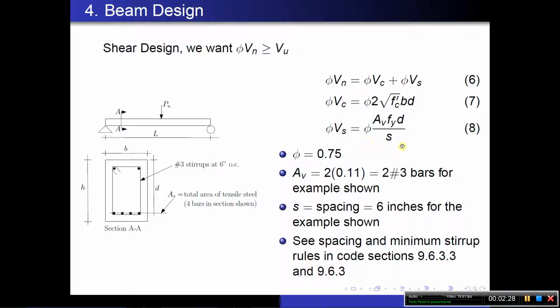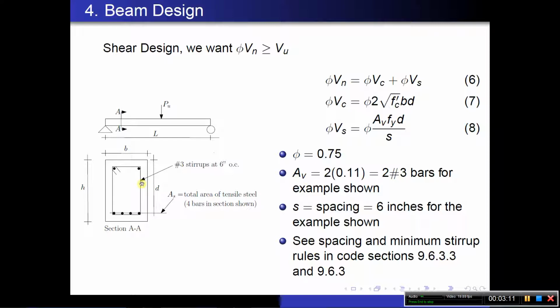The other portion of the resistance is provided by any reinforcement that you have in the cross section, and it is equal to phi times the total area of shear reinforcement times the yield strength of that shear reinforcement times d over the spacing of the shear reinforcement. Now, for the case of shear, phi is 0.75, and as an example, in our case, we had number 3s at 6, and so a number 3 bar has a 0.11 cross-sectional area, that's in square inches.